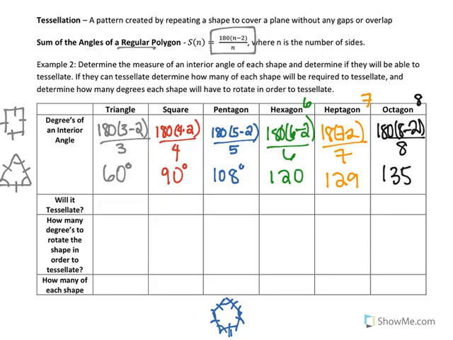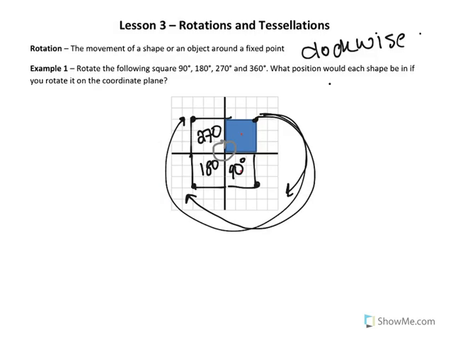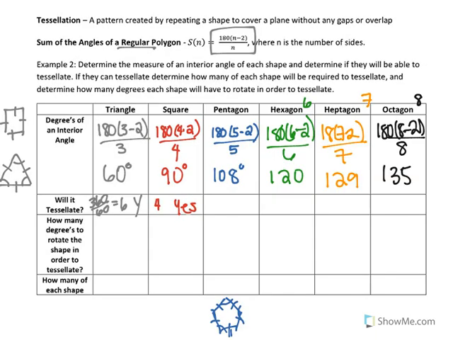Okay, now we're going to see if it tessellates. So what we're trying to see is if these numbers will go into 360. So if I take 360 and divide it by 60, I get 6 on the dot. So yes, it will tessellate. If I take 360 and divide it by 90, it gets 4. So yes, it will tessellate. We saw that in this one. It tessellates 1, 2, 3, 4 times.